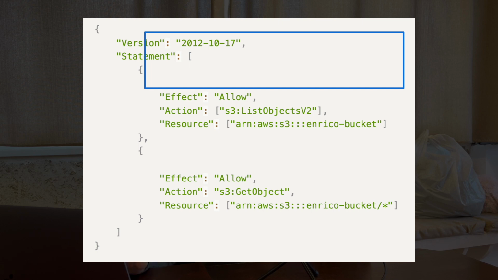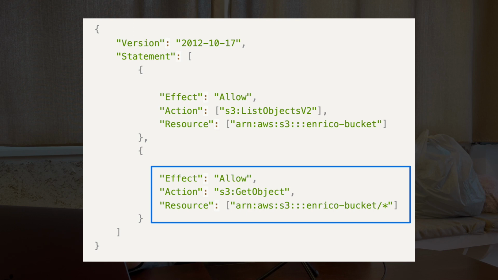Very simple. The second statement is quite similar, but in this case it is on the objects of the bucket. And here the effect is again Allow. Remember that the effect can be Allow or Deny. In this case it is Allow. The action is s3:GetObject, so again straightforward. And the resource is Enrico bucket/*. The star symbol means all the objects of the bucket. So this block means you're allowed to get objects inside this bucket, so to call the GetObject API inside this bucket specified in the resource block.